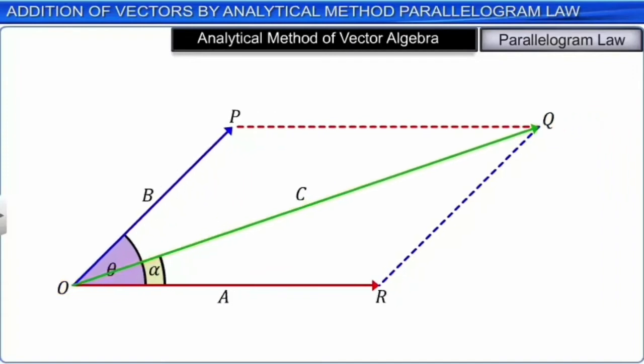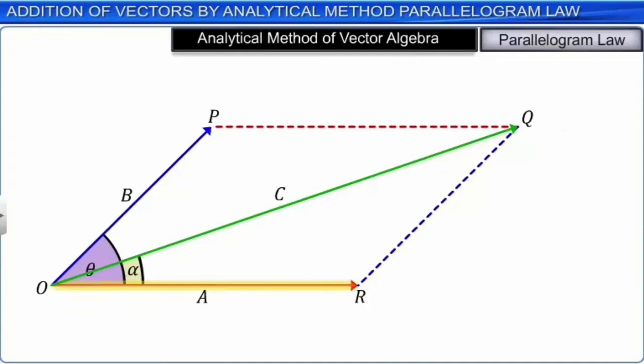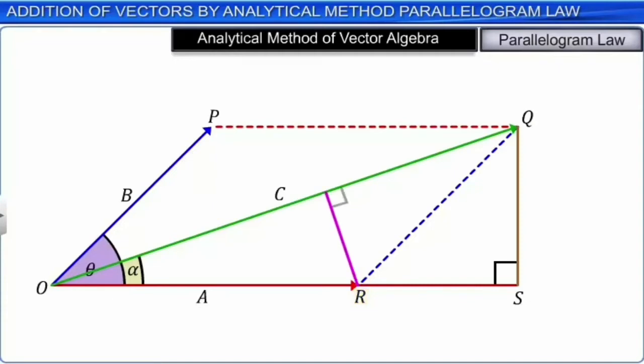So to find the magnitude of that resultant, we extend the direction of vector A. That means OR is extended and a perpendicular is dropped from Q so that it meets that extension, and the angle between the two lines is 90 degrees. Now another perpendicular is drawn from the vertex R onto the vector OQ and the point of intersection is marked as T. The resultant of the two vectors, vector OQ, makes an angle beta with the direction of vector B.